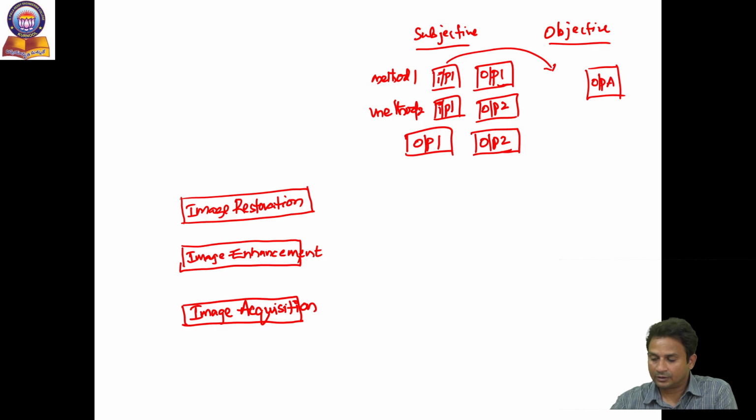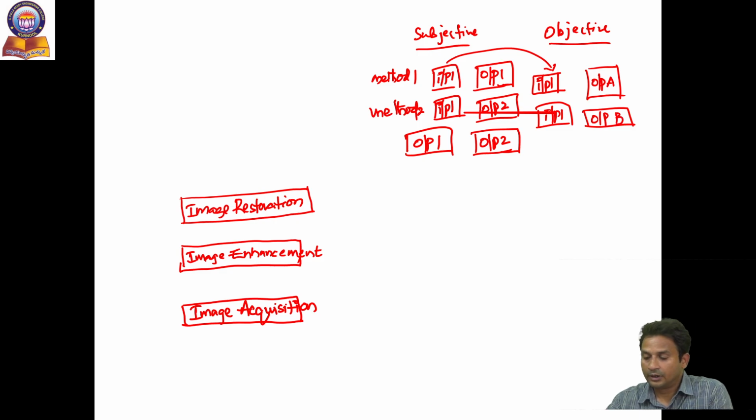Okay, so let us take it that method 1 produces output A for input 1, and method 2 takes the same input and produces output B. In the case of an objective process, if you want to evaluate whether method 1 or method 2 is producing good output, we use standard mathematical procedures like signal to noise ratio or mean square error criteria.